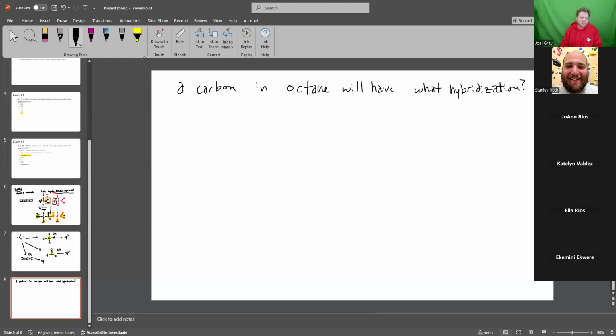Okay, let's dissect that. A carbon, okay, so we're asking about carbon and hybridization, but I'm giving you a little bit of an example molecule. Octane. What do we know about octane? Octane. Well, the ane, what does that tell us about our molecule?